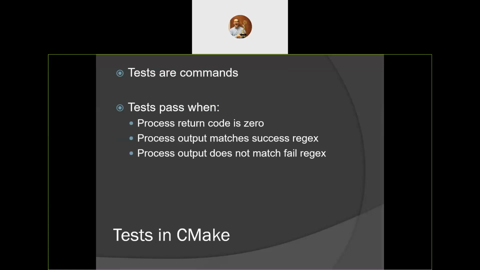And tests are considered to pass when, typically the one you would use most often, the return code of the process is 0. But you can also have pass-fail conditions based on the output of the test, according to regexes.